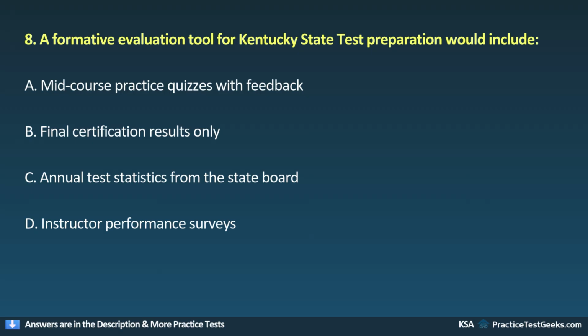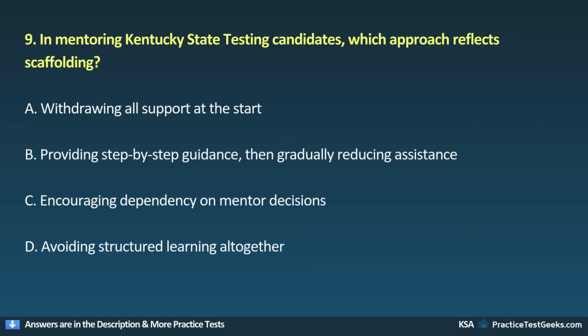8. A formative evaluation tool for Kentucky State test preparation would include: A. Mid-course practice quizzes with feedback. B. Final certification results only. C. Annual test statistics from the state board. D. Instructor performance surveys.